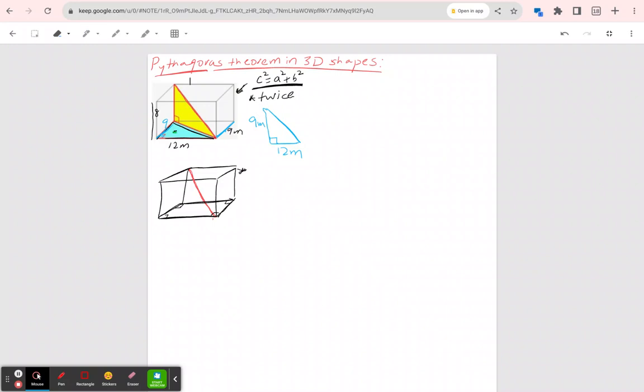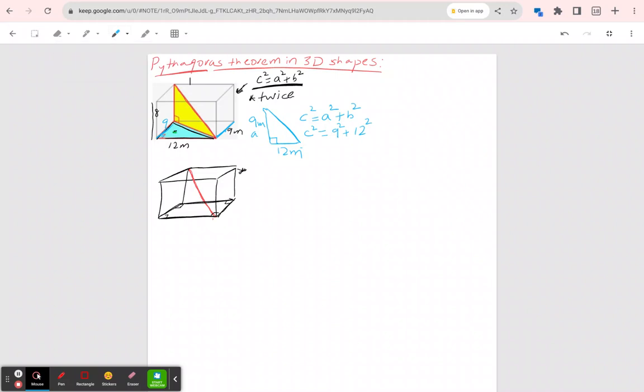Now we can use Pythagoras theorem for the blue triangle. C square equals a square plus b square. As you know from my previous videos, any of the sides out of 9 and 12 can be a and b. So simply substitute 9 square plus 12 square for a square and b square, and your c square then becomes, I need a little bit more space.